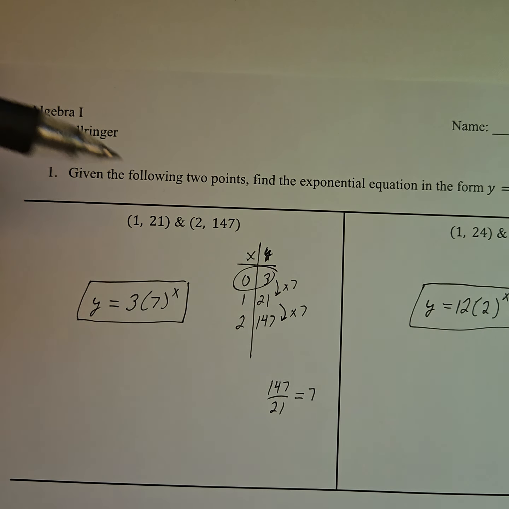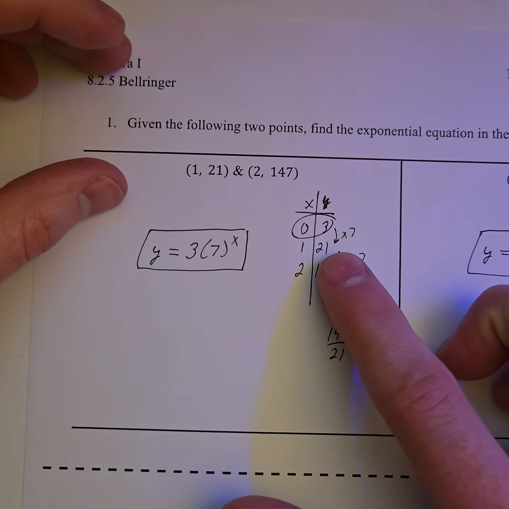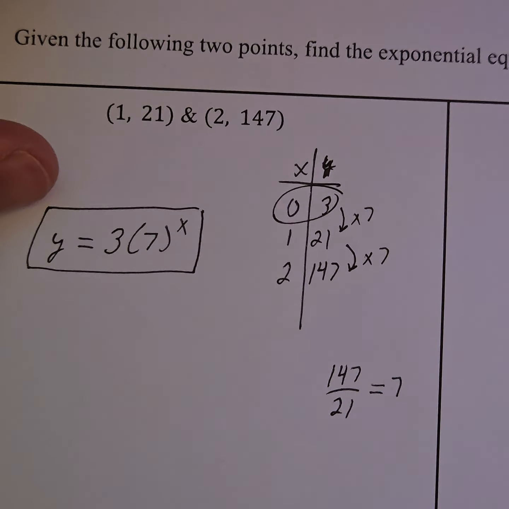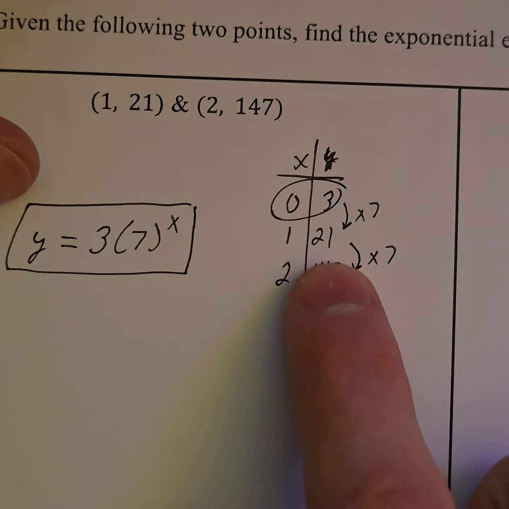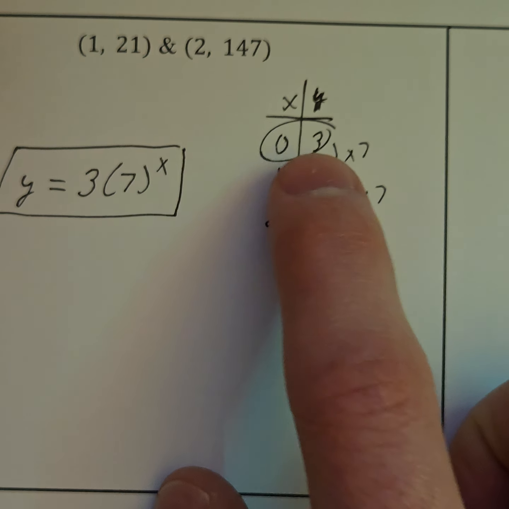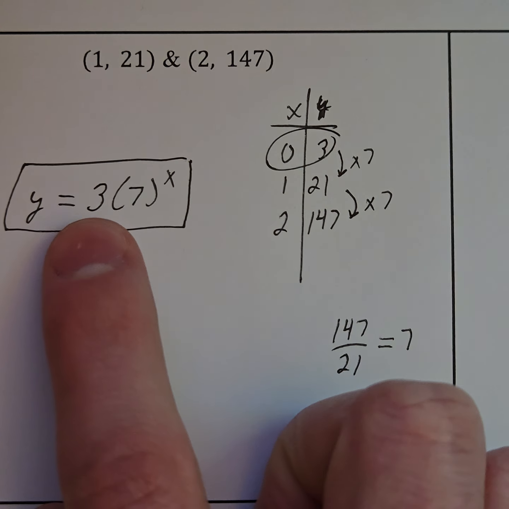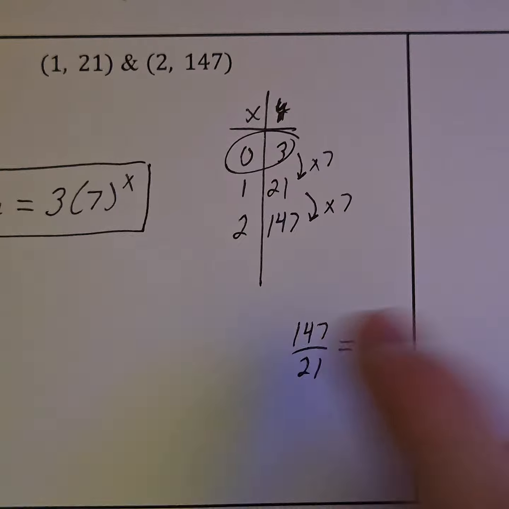So this was just a review of finding exponential equations. So just remember, t-charts are your best friend. Make that t-chart, figure out what your multiplier is. In this case, it was 7. And you had to work backwards to find your y-intercept of 3. So your equation is y equals 3 times 7 to the x.